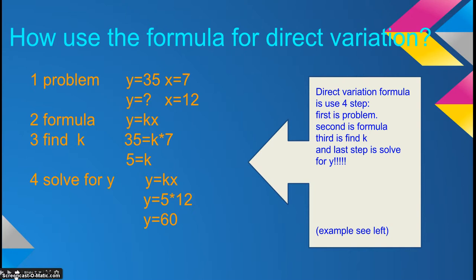As you can see, the second step is the formula, and the formula is y equals kx. The third step is to find k. So y equals 35, which equals k times 7, and then k equals 5. The fourth step is to solve for y.